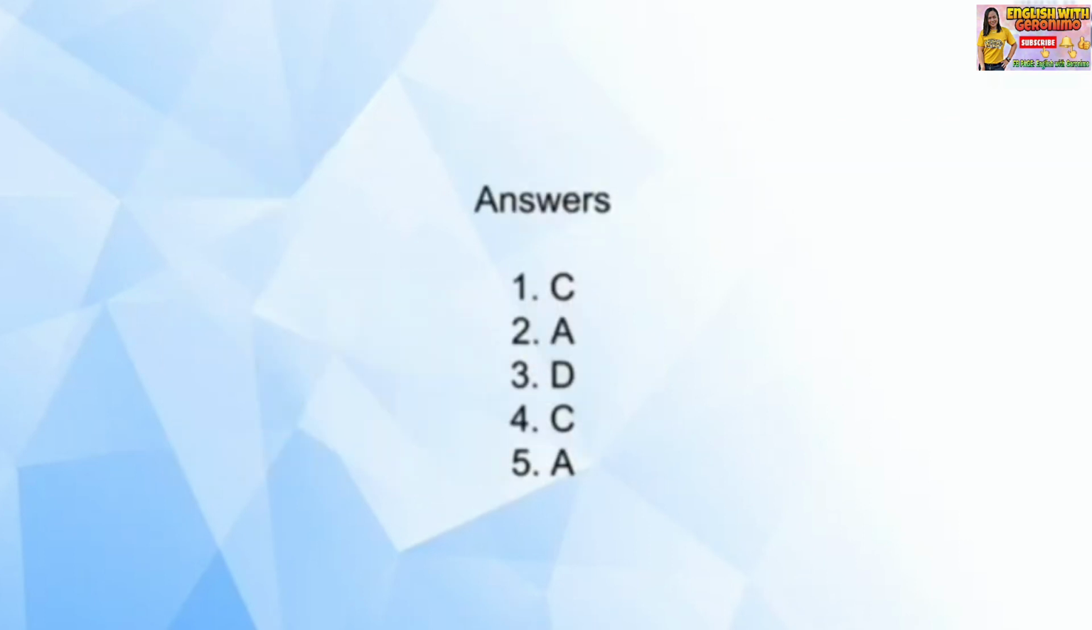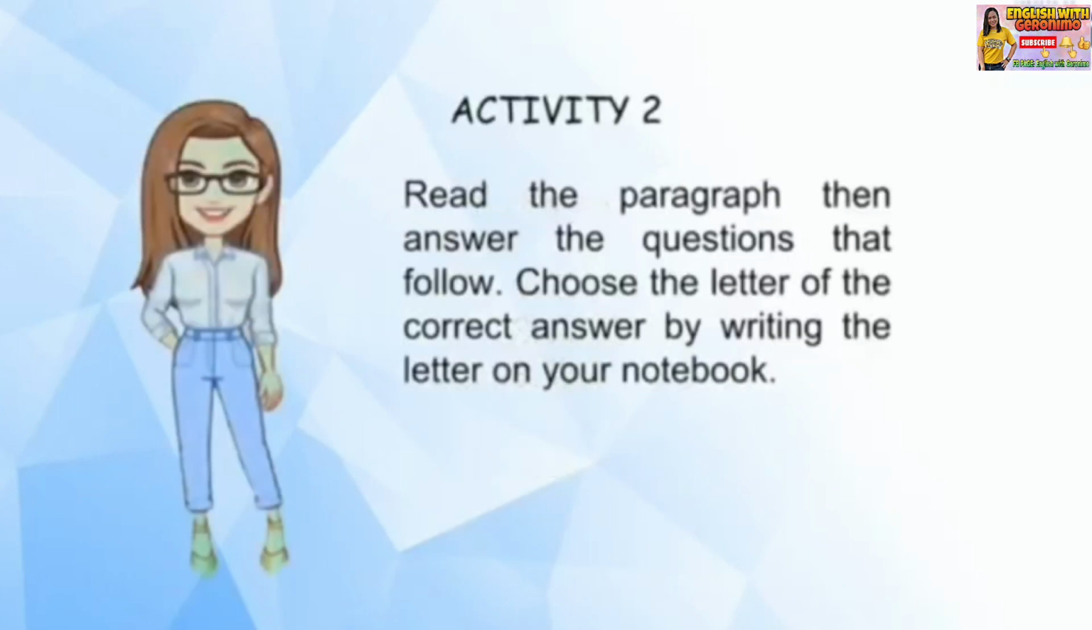Here are the correct answers. Number 1 is letter C, number 2 is letter A, number 3 is letter D, number 4 is letter C, and number 5 is letter A. Activity number 2. Read the paragraph, then answer the questions that follow. Choose the letter of the correct answer by writing the letter on your notebook.